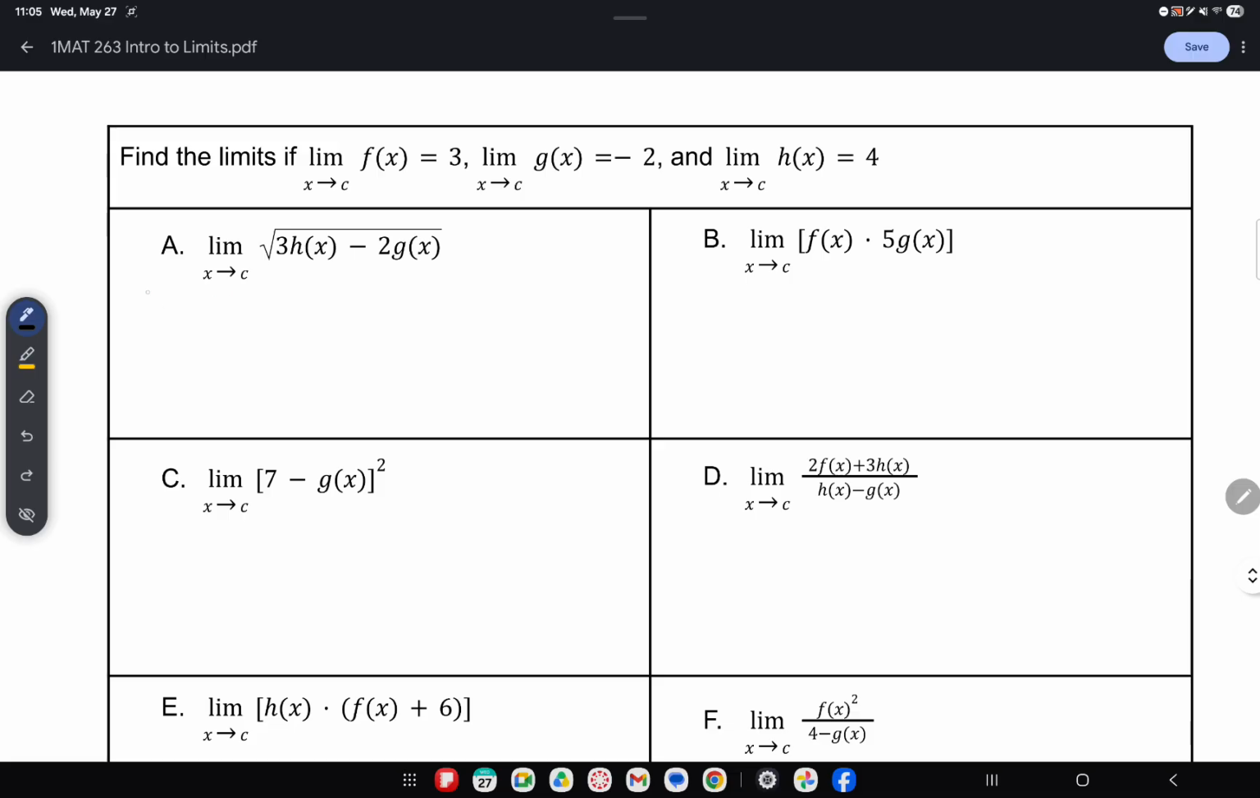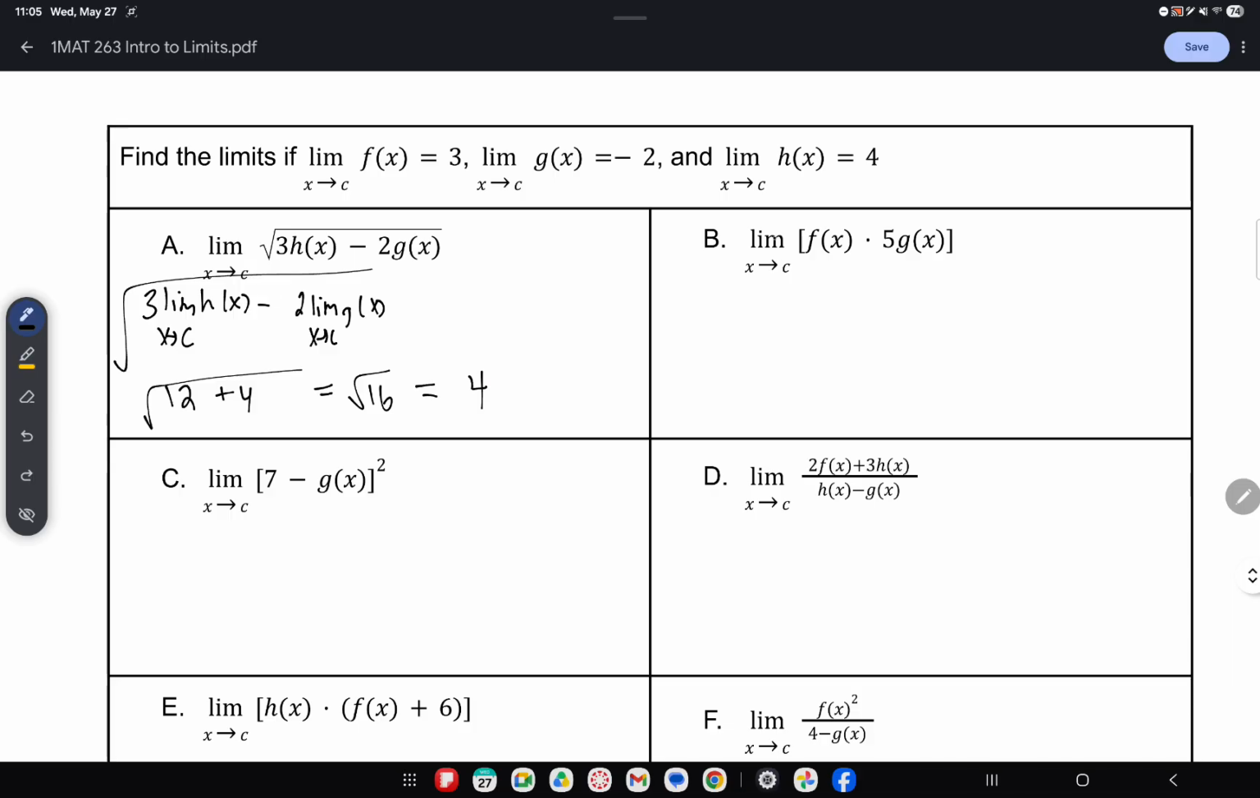All right, so we have 3 times the limit as x approaches c for h minus 2 times the limit as x approaches c for g of x, and then we can square root the whole thing. All right, so 3 times the limit for h, it's 3 times 4, which is 12. And the limit for g is -2. And 2 times -2 is going to be -4, but I have that negative in front, so it's really going to be 4. And then that gives me a square root of 16, which is 4.